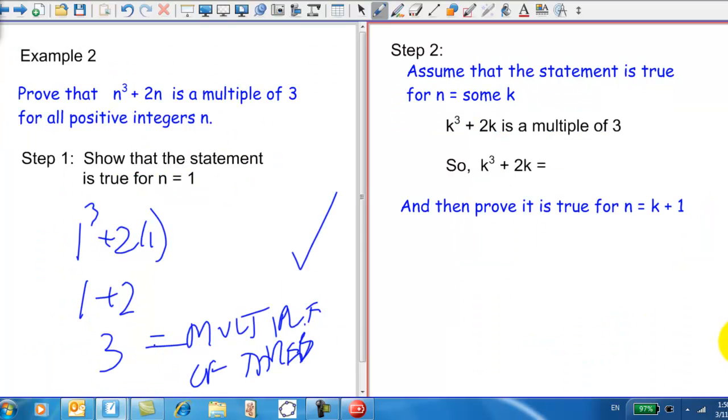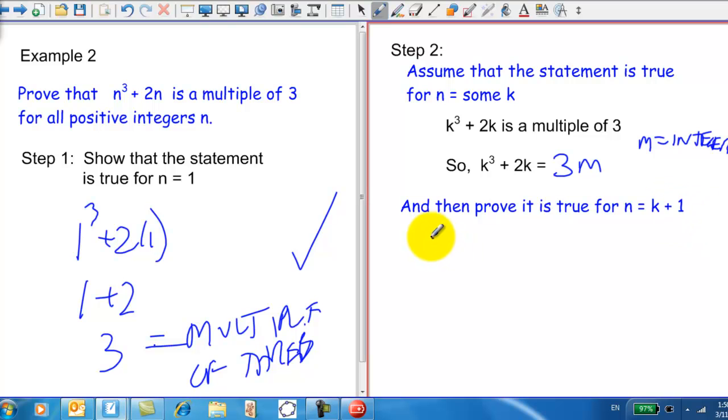Second part's going to be a little trickier, though. Assume that the statement's true for some n equals k. So k cubed plus 2k is a multiple of 3. So k cubed plus 2k equals 3 times, let's just say, m, where m equals an integer. That's an algebraic way you can express that something is a multiple of a number, if it's that number times some integer. Now, prove it's true for n equals k plus 1.